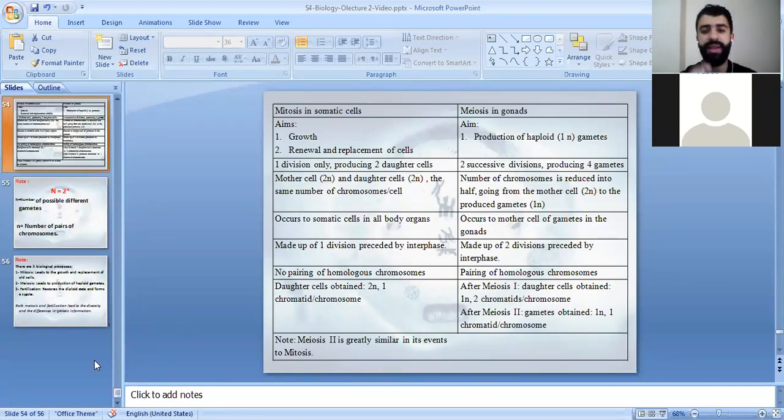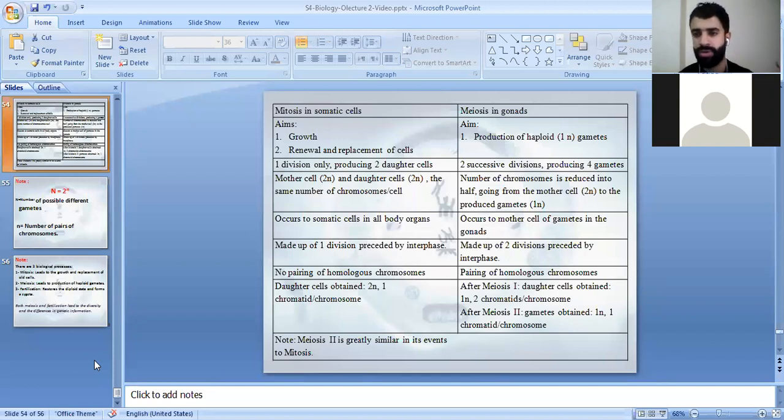So this table is very important for the comparison between mitosis and meiosis. You have to know that mitosis occurs in somatic cells, in all the cells except the sex cells, the sperm and the ovum. So somatic cells undergo mitosis, while meiosis occurs in gonads. Mainly, the aim of mitosis is growth and renewal or replacement of injured or dead cells, while the aim of meiosis is production of haploid gametes, sperm and ovum.